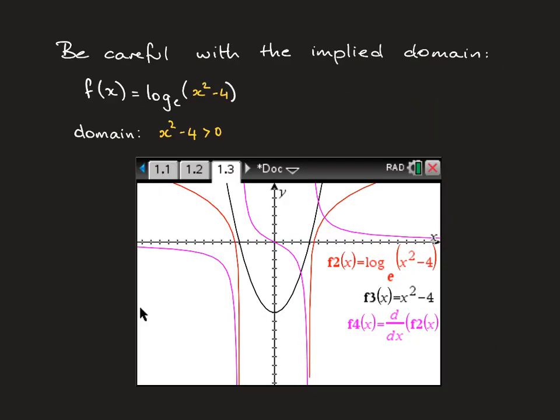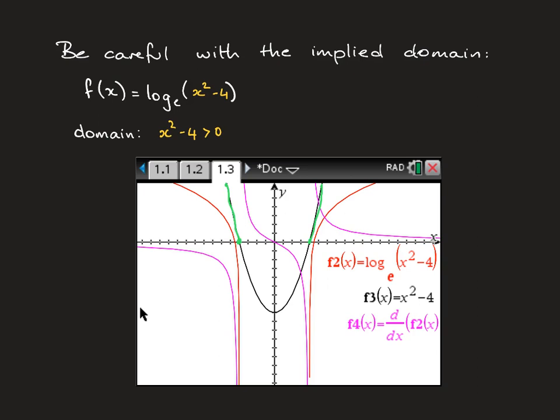And so I'll explain what I mean. This particular function here, f of x, is log to the base e of x squared minus 4. So we need x squared minus 4 to be greater than 0 for this function to exist. What I've got here, this black line, is the graph of x squared minus 4. And our log function only exists for values where that parabola is greater than 0. So we're talking about these sections here.